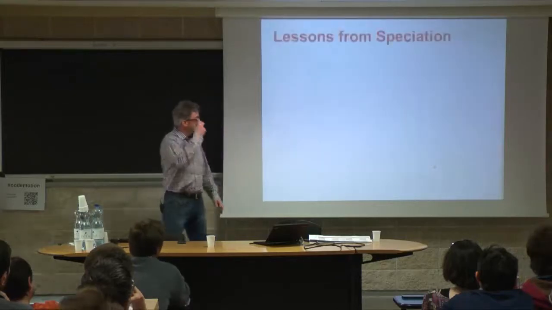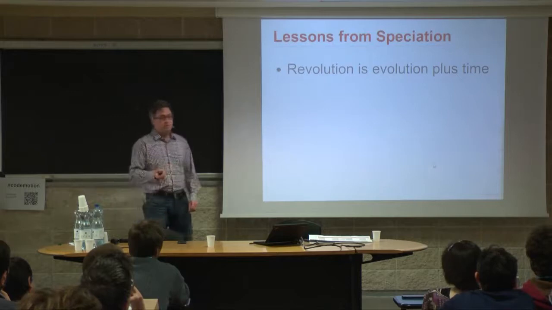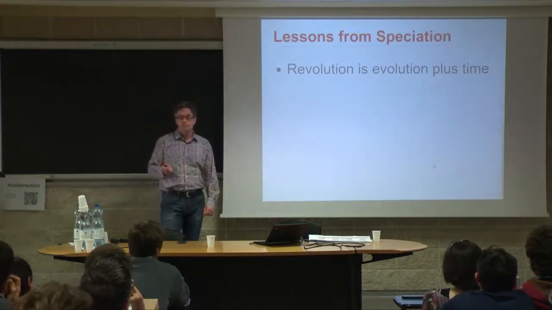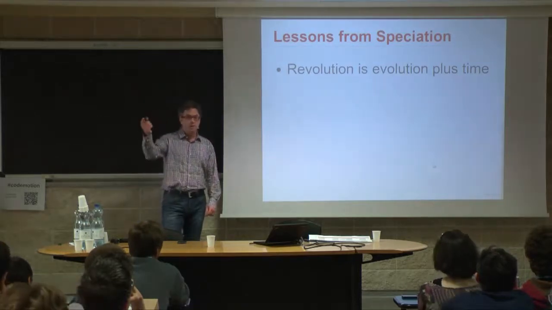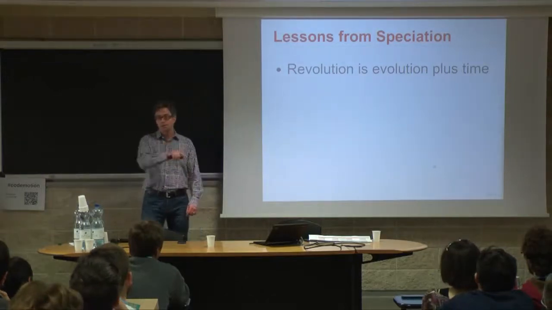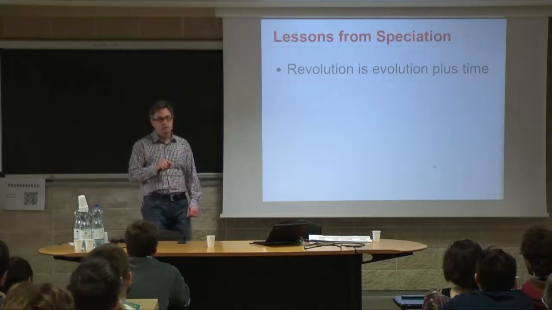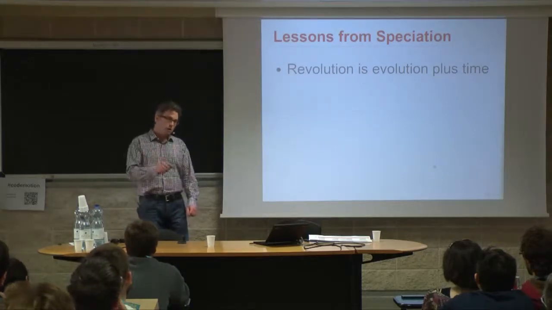So what are some lessons that we can take from this? Revolution is simply evolution over time. That's it. Don't get caught up in forcing a revolution. Revolution is retrospective. You go back in time and say, that was revolutionary. We probably didn't realize it. We were hoping for it, and we got it. We were lucky. But it's always evolutionary. It's always stepwise.